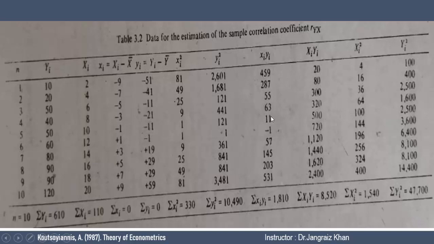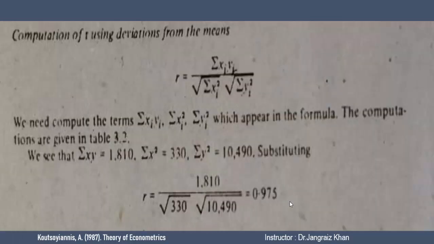So if we add all the values in this column, we get 1810 as summation xy. So we got all our relevant factors. Summation x square is 330, summation y square is 10490, summation xy is 1810, and now we put these in the formula.